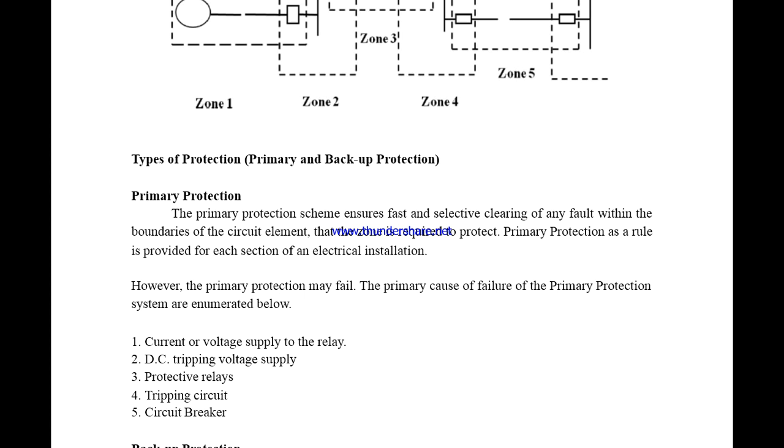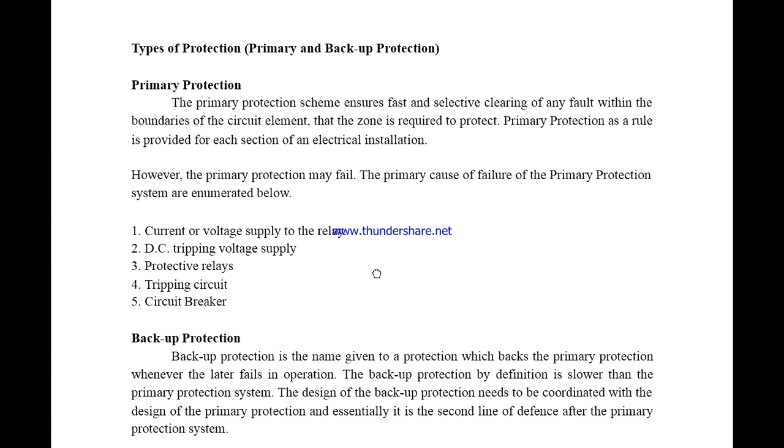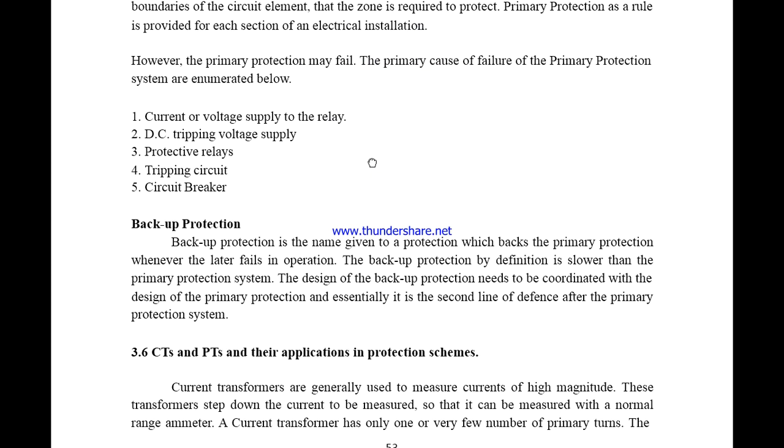So primary protection, as a rule, is provided for each section of an electrical installation. However, sometimes the primary protection may fail. The primary causes of failure of the primary protection system are the current or voltage supply to the relay, the DC tripping voltage supply, faults in the protective relays, faults in the tripping circuits, and a circuit breaker failure. All these failures may lead to primary protection failure.